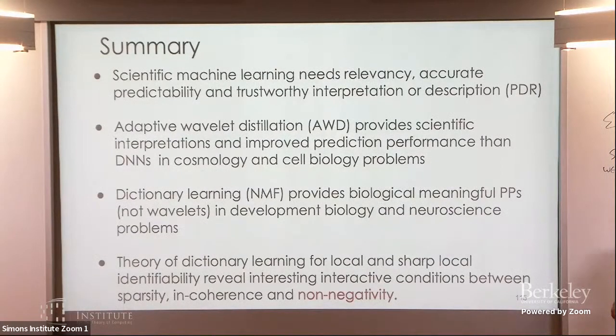To summarize, I was really advocating for more people to get interested in scientific machine learning, and interpretation is hugely important for scientific machine learning. We used science to derive the adaptive wavelet, which worked for cosmology. That was a motivating case. And then we just borrowed it for another problem, and that worked really well. And then dictionary learning, we have been very successful using it.